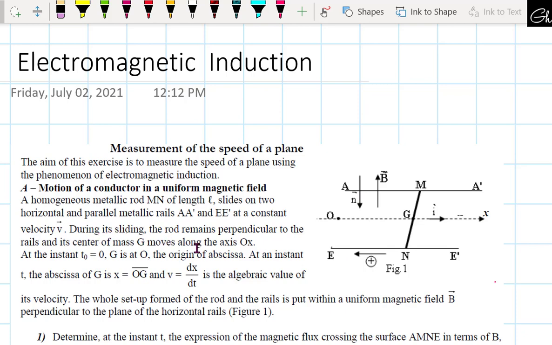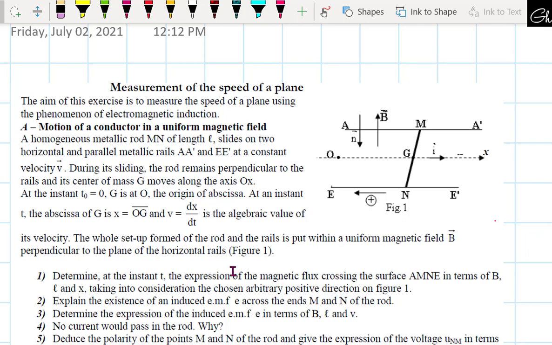During its sliding, the rod remains perpendicular to the rails and its center of mass G moves along the axis OX. Initially, at t equals 0, G is at O. Okay, let's start with the first part. They said that the whole setup formed of a rod and the rails is put within a uniform magnetic field B perpendicular to the plane of the horizontal rails. So the magnetic field is clear. The direction is upward, vertically upwards. We have here the direction of N, which is vertically downwards.